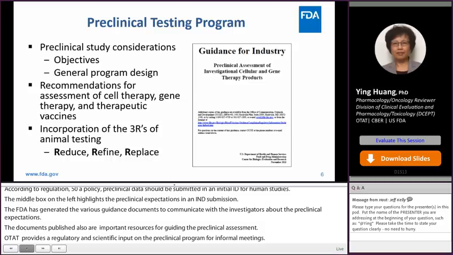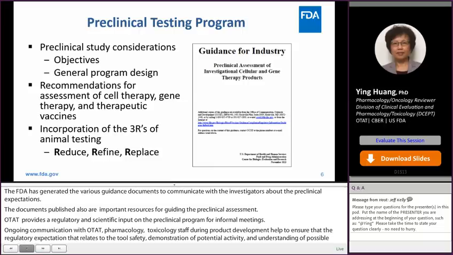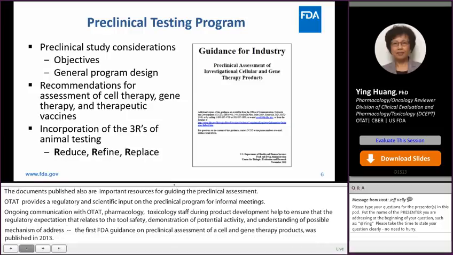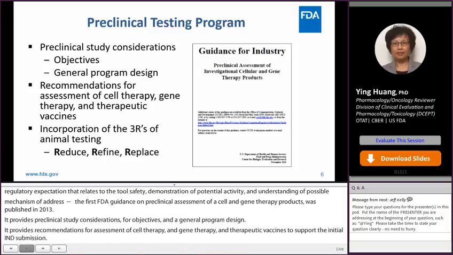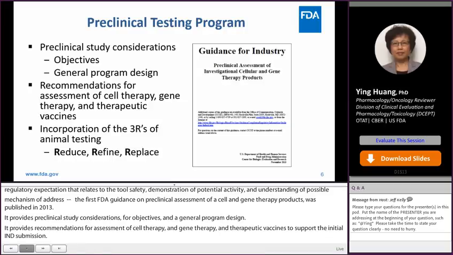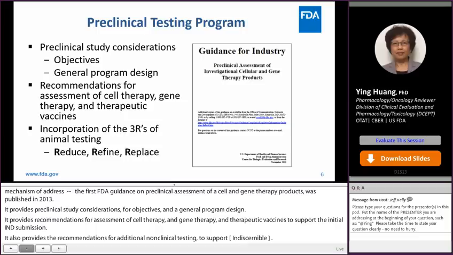The first FDA guidance on preclinical assessment for cell and gene therapy products was published in 2013. It provides preclinical study considerations for objectives and general program design. It provides recommendations for assessment of cell and gene therapy and therapeutic vaccines to support an initial IND submission. It also provides recommendations for additional non-clinical testing to support an eventual BLA. It incorporates a strategy for 3 R's, that is, reduce, refine, replace animal use in animal testing.